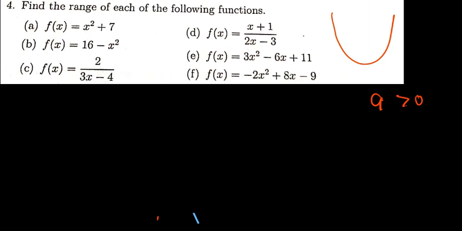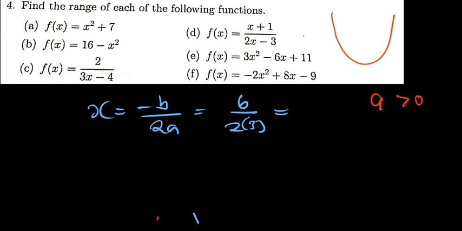Does that make sense? So to find the minimum value, we use this formula: x is equal to negative b divided by 2a. So what is b? It is negative 6. So the negatives cancel, we have 6 over 2 times 3. That gives me 6 over 6, so it's going to give me 1. That means x is equal to 1.